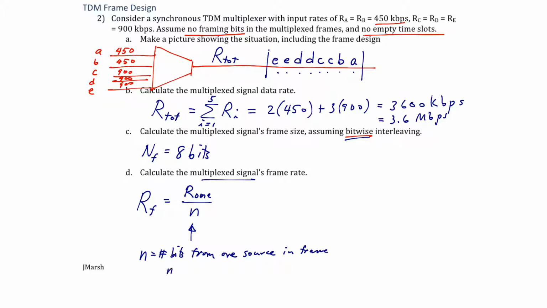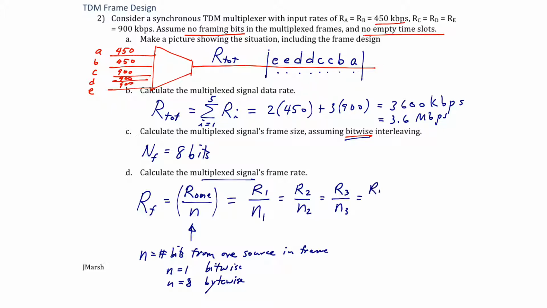So if we use bitwise, we have n equals 1. If we use bytewise, we have n equals 8. So it's the number of bits from one of the sources in a frame. But now our R's are not all the same, and so instead what we're going to do is say it's the data rate from source number 1 over the number of bits from source 1, and it's supposed to equal, no matter which of the 5 input sources I have, I'm supposed to have equality here. Okay?